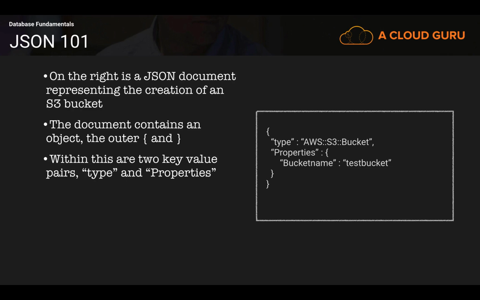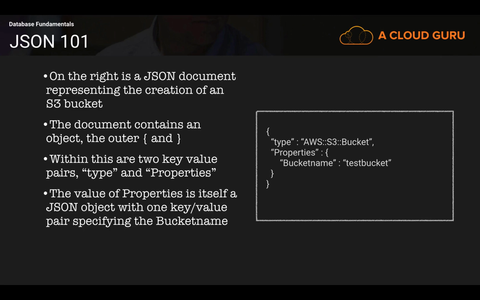And within properties, we're defining a single key value pair, and we're calling it bucket name as the name and test bucket as the value. So to reiterate, the value of properties is itself a JSON object or a JSON schema with one key value pair specifying the bucket name. And this is a pretty common example used throughout AWS. You need to get quite comfortable with the idea of nested JSON schemas. Complex CloudFormation templates, for example, may have many layers of nested schemas.